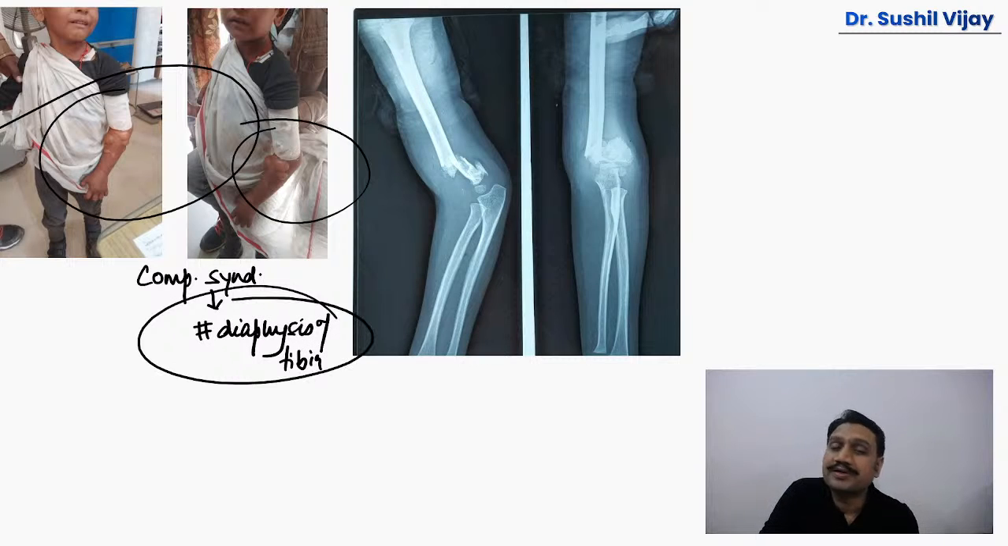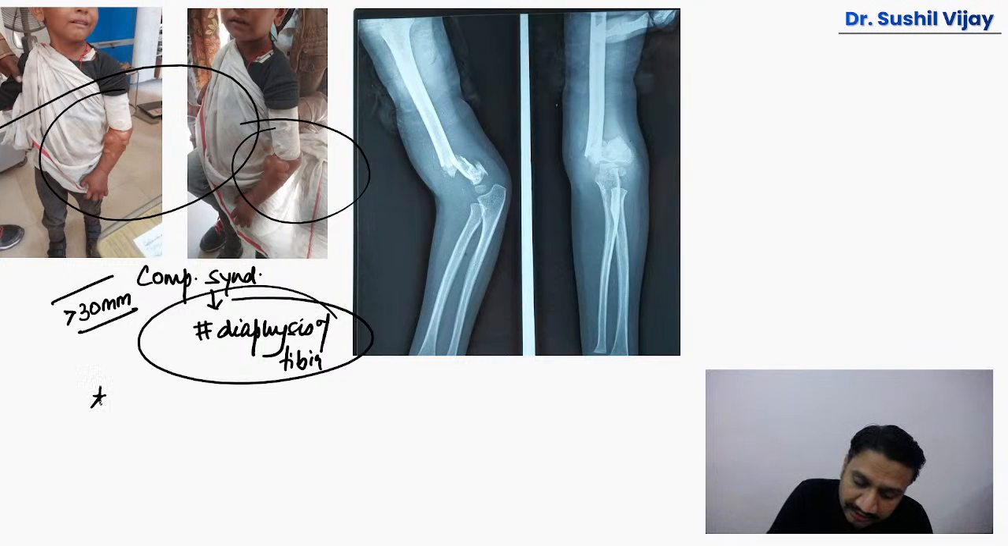And after what pressure do you say that it is going into a dangerous value? It is more than 30 millimeters of mercury, right? That would be 30 millimeters of mercury. So diaphysis of tibia, and the most important, or you can say the first sign which tells you that it is going into compartment syndrome, is the pain on passive stretch.